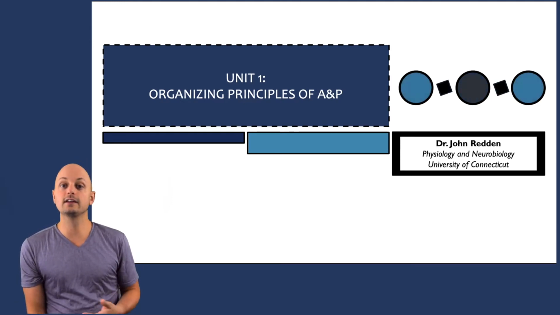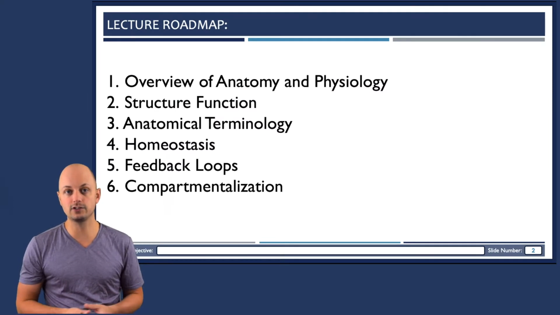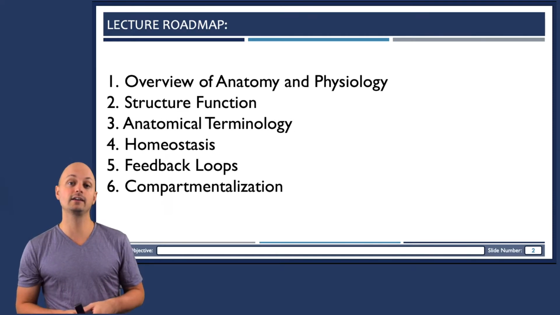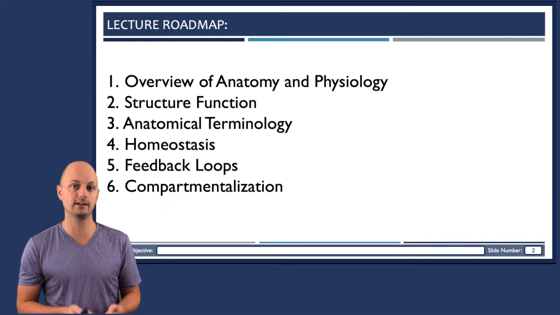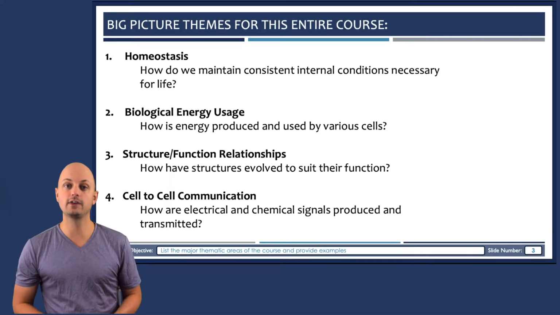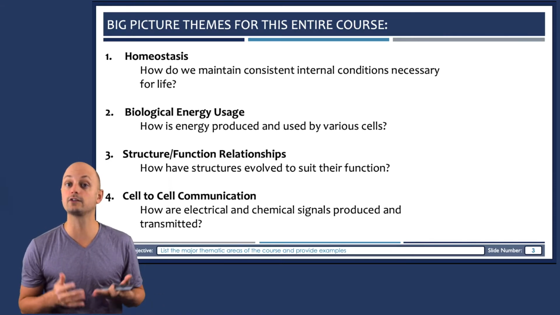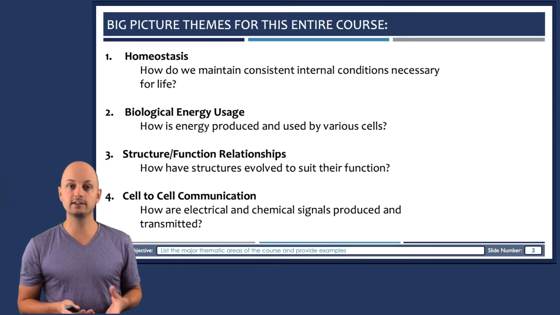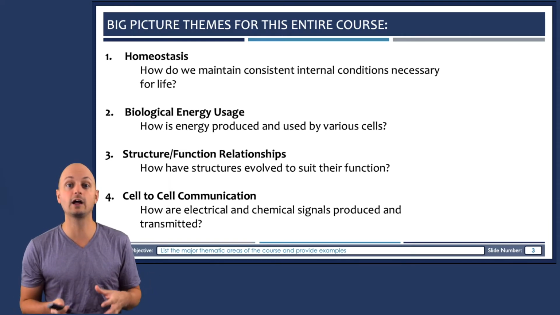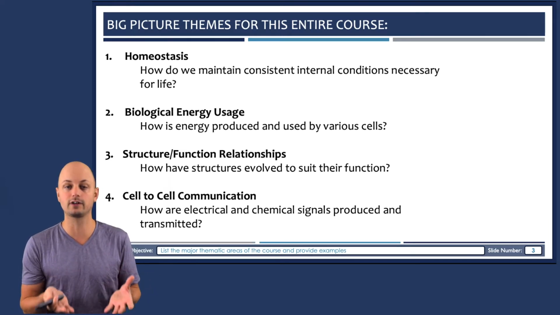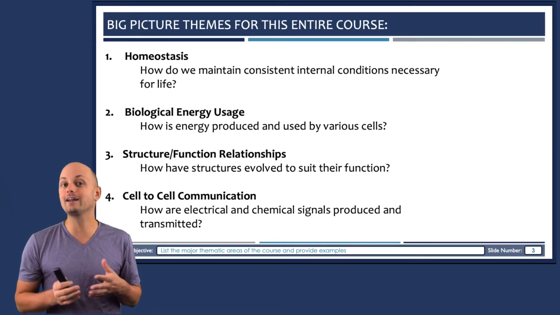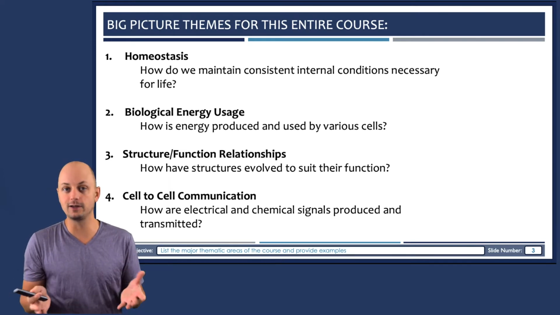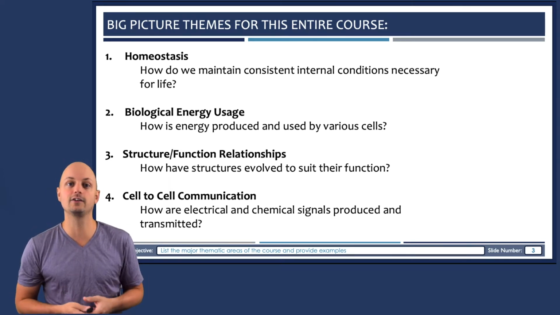So our goal is to introduce the disciplines of anatomy and physiology. We'll talk about structure-function relationships, review anatomical terminology, introduce the concept of homeostasis, and finally, we'll talk about compartmentalization inside the body. Many of the themes that you'll see repeated throughout the entire course are defined here on this slide. In each system, we'll talk about homeostatic mechanisms that help to maintain relatively constant internal conditions. We'll also talk about the reason why you had to eat breakfast this morning, or the ways that cells produce and consume energy, referring to ATP, the energetic currency of the cell.